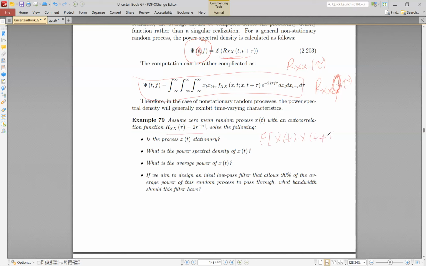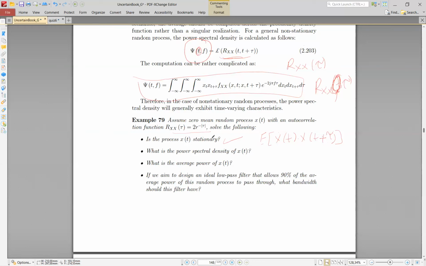Okay, plus or minus tau. This way, if there is no t information here, so you cannot see any t, we have only the delay tau, then this process is stationary. What is the power spectral density of x of t? The power spectral density is the Fourier transform of this Rx of t. It gives you the power spectral density.